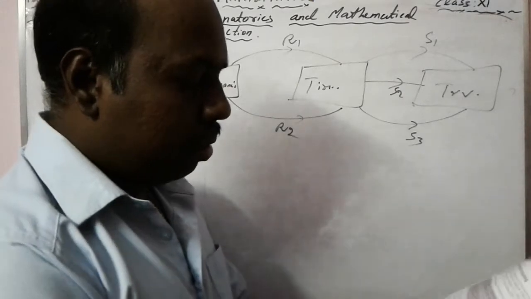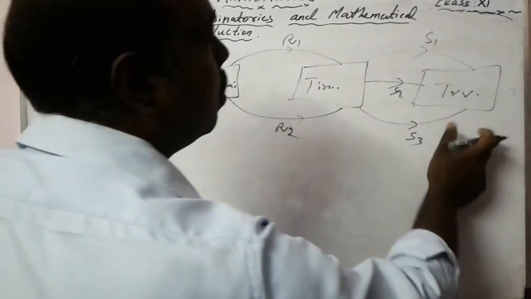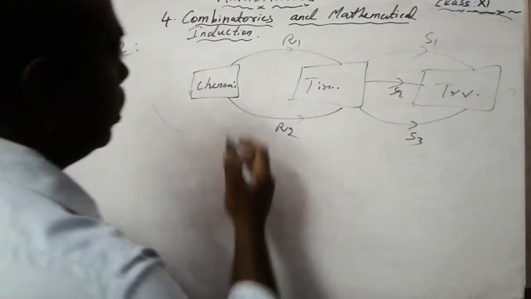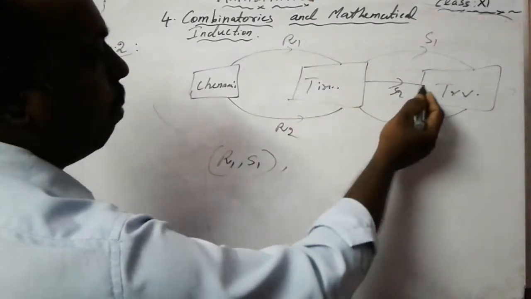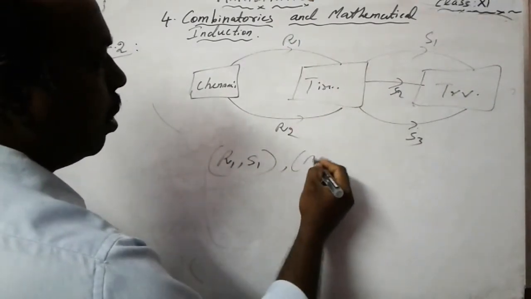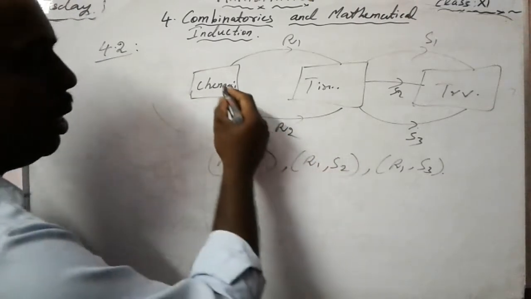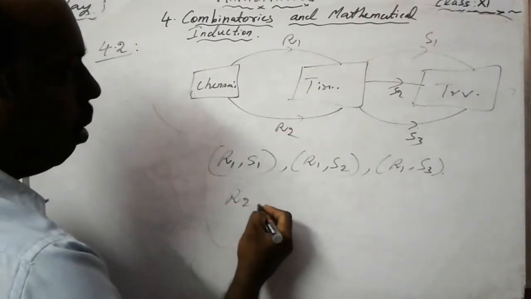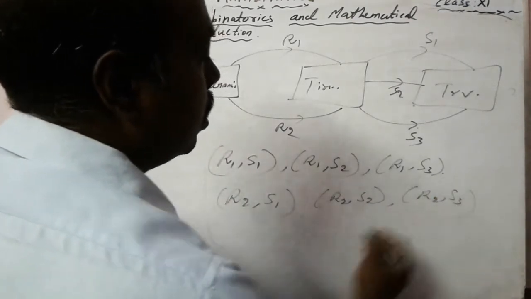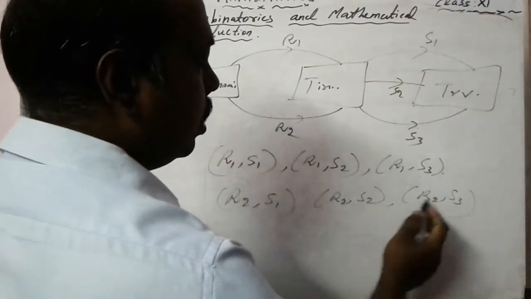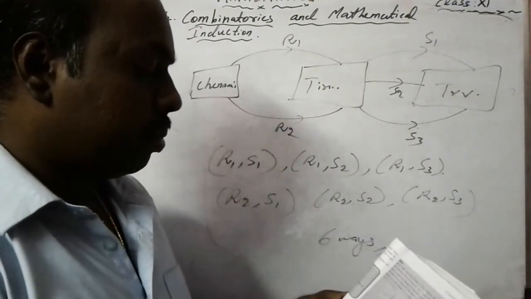So we have to find what are the total number of ways of travelling from Chennai to Tirunelveli. If we want to travel from Chennai to Tirunelveli, what are the ways? So R1, comma S1, first chance. Then R1, comma S2. Then R1, comma S3. Then if we select the second road, R2, comma S1. Then R2, comma S2. Then R2, comma S3. So number of ways is 1, 2, 3, 4, 5, 6. 6 ways you can select. That is the answer. Understand?